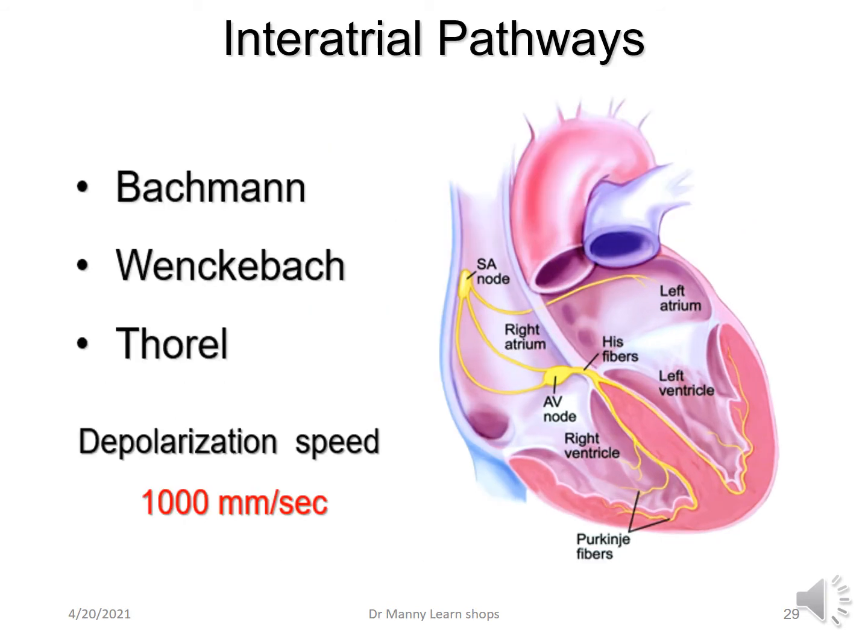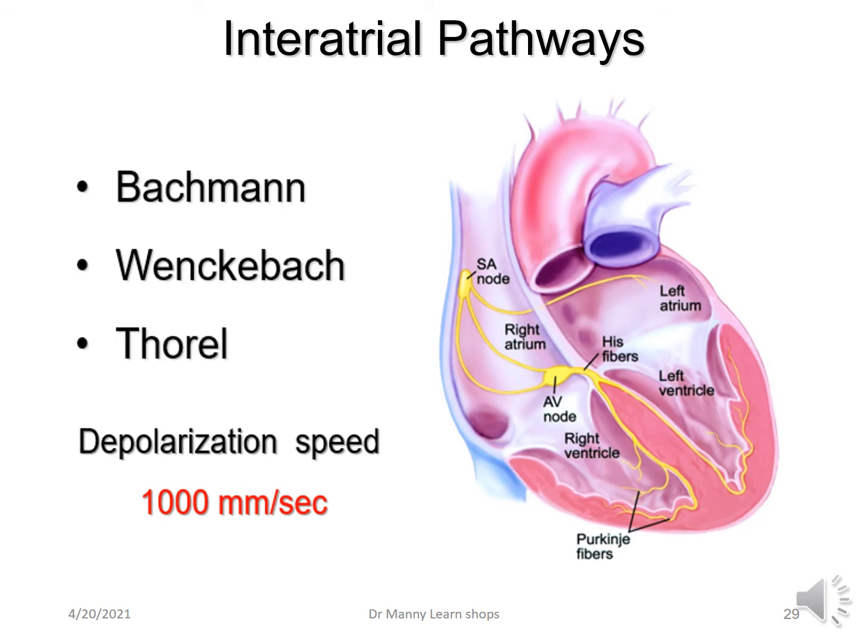Then you've got the intra-atrial pathways, which connect the SA node to the AV node, and the pathways are Bachmann, Wenckebach and Thorell. Wenckebach is the middle, Thorell is the inferior portion that connects on the right side of the heart, and Bachmann is the superior portion that connects the SA node to the left atrium.